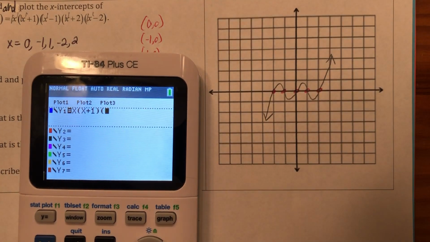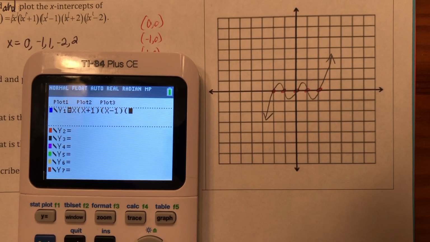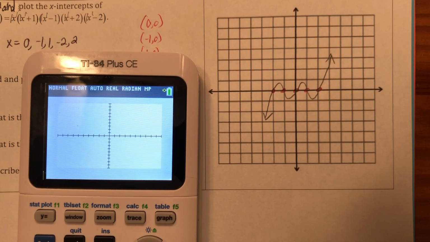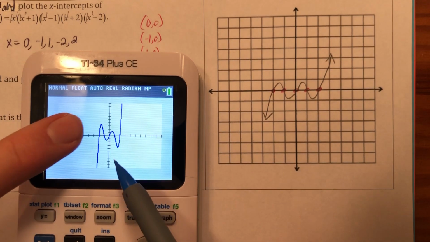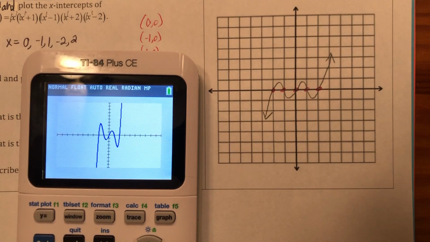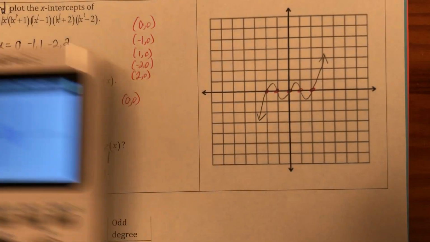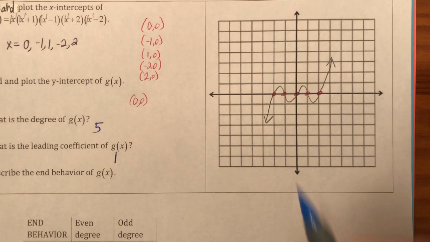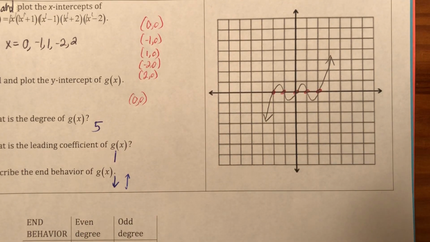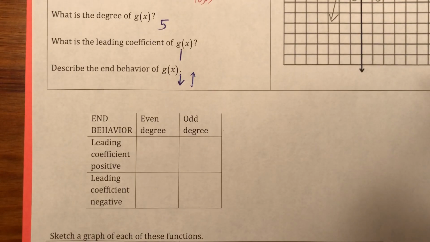x plus 1, x minus 1, x plus 2, x minus 2, and when I graph it, there we go. Yeah, these ends are a little bit lower and higher than those two, and so it's not drawn exactly, of course. But I can say the end behavior, sure enough, is down, up. So down, up.